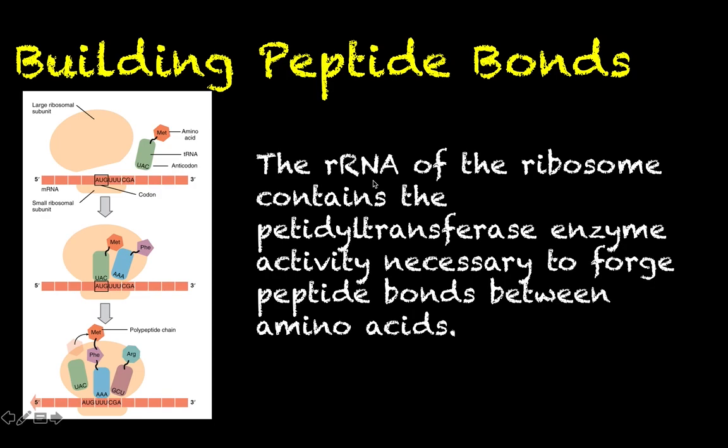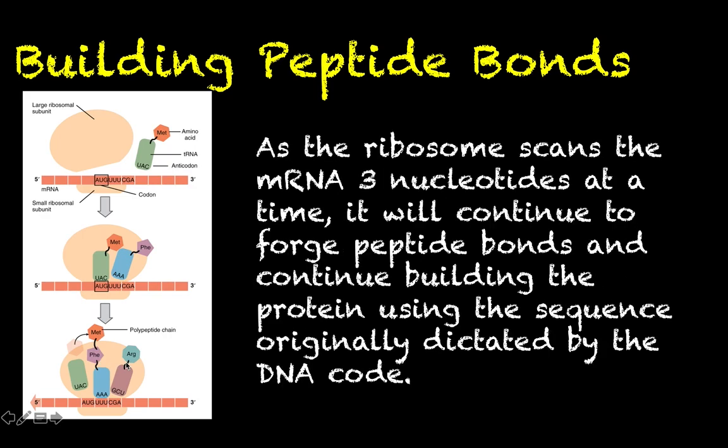The ribosome, in particular the ribosomal RNA of the ribosome, contains the peptidyltransferase enzyme activity that is necessary to forge these peptide bonds. And basically what the ribosome is going to do here is continue to scan through the messenger RNA, bring in new transfer RNAs, bring in new amino acids, and continue to chain together and build this actively synthesized protein, 1 amino acid at a time. So here would be the N-terminus of the protein, and we continue to build our protein from N-terminus to C-terminus.